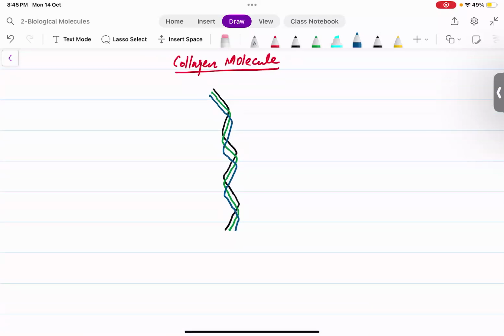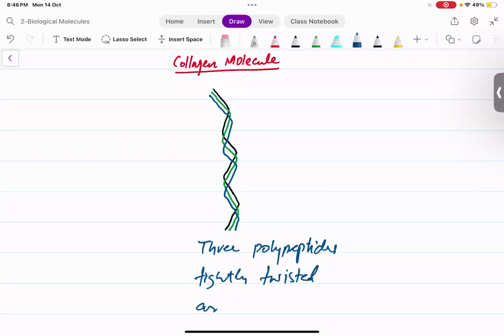So a collagen molecule is a straight, unbranched molecule which has three polypeptides tightly twisted around each other.